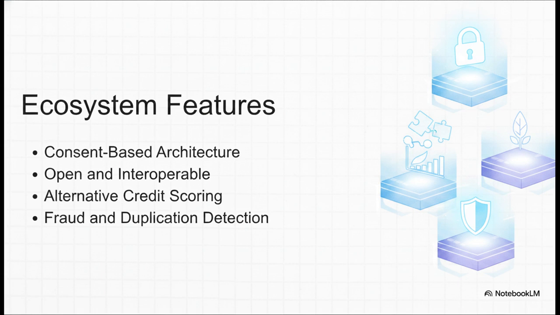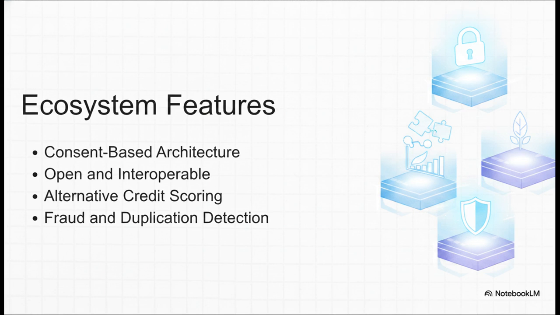Third, and honestly this is perhaps the most fascinating part, is alternative credit scoring. By integrating non-traditional data, things like utility bills, GST filings, or even milk pouring data for dairy farmers, ULI allows lenders to assess new-to-credit borrowers who just don't have a traditional credit score.